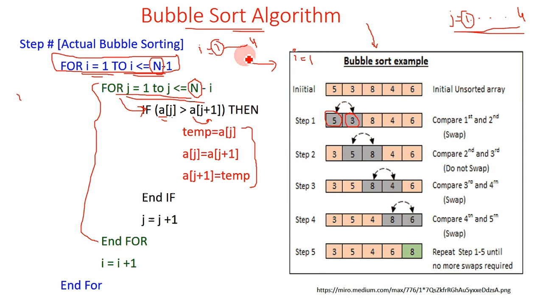So here are two locations, j and j plus 1. We assign the array of j value to a variable temp, assign the j plus 1 value to the array of jth location, and the temp value is assigned to array of j plus 1. So swapping will occur.